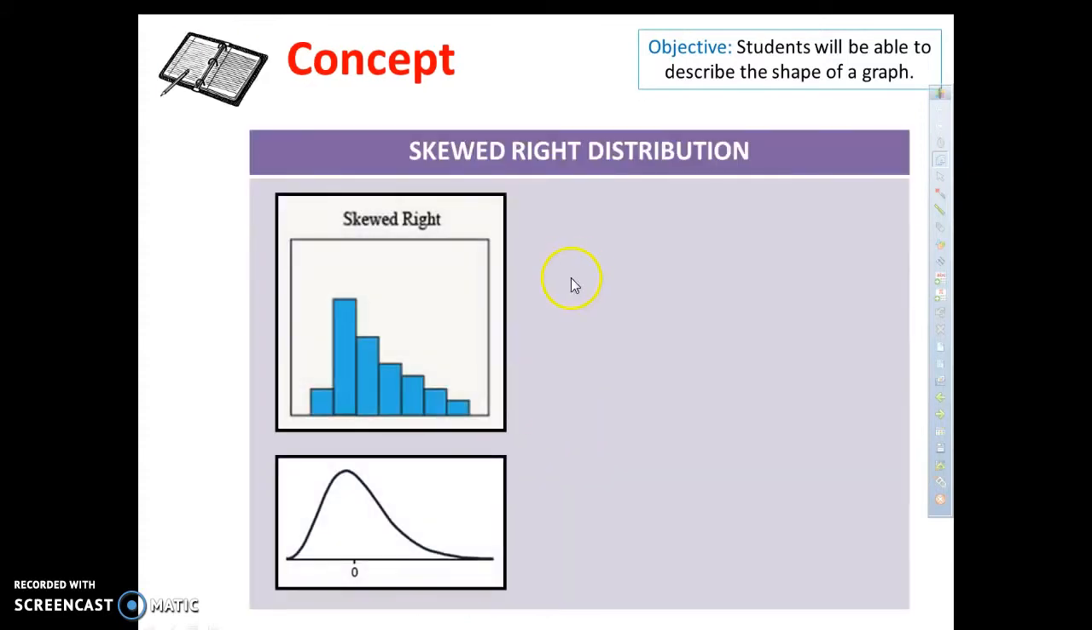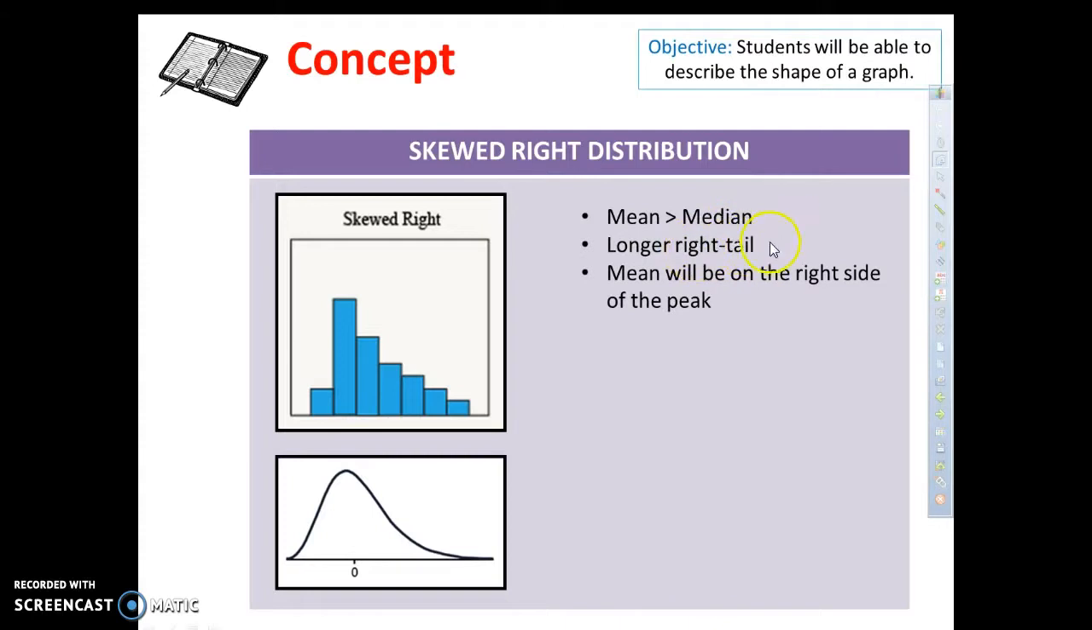Okay, so for our notes, make sure you get these in. Here I have a mean value that is greater than the median. The tail is longer on the right side. The mean will be on the right side of the peak, and we call this a positive skew. A positive skew. Make sure you get these in your notes.